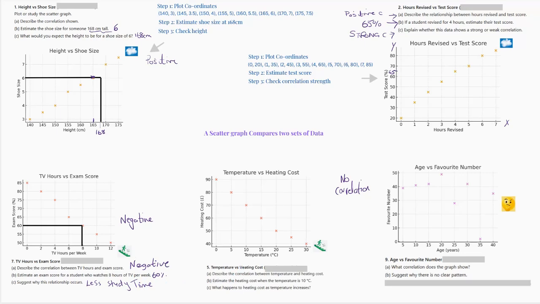Temperature versus heating cost. So we know it's a negative correlation because it's going downwards, it's going down the steps. So we know that it's negative. Estimate the heating cost when the temperature is 10 degrees Celsius. So we're looking at 10 and estimate the heating cost. So you get your ruler, you go up and across. So it's saying that it's £70.